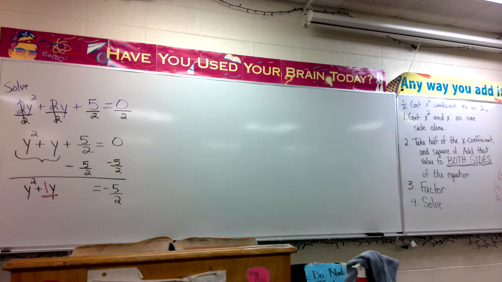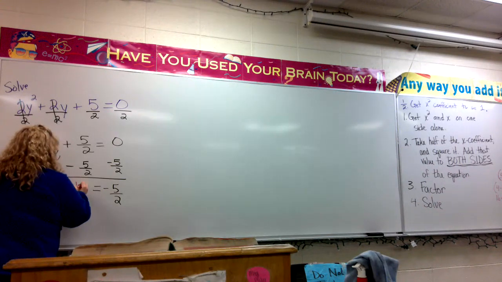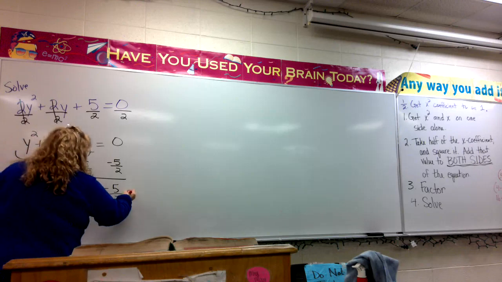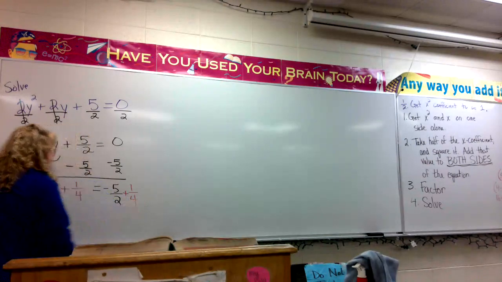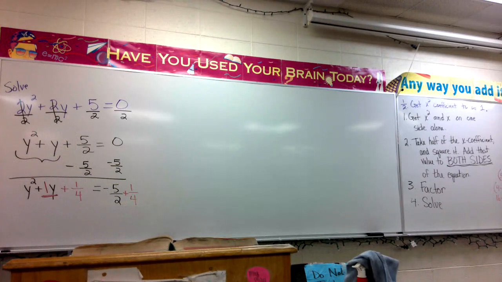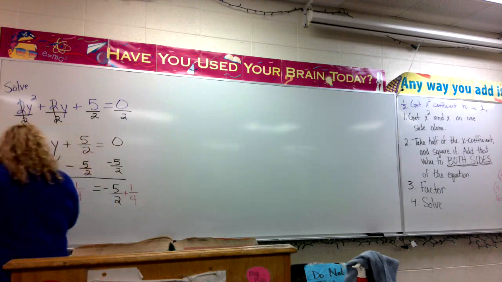So what are we going to add to both sides? A 4. And it's going to seem weird because it's fractions. And I know we get our undies in a bundle about fractions, our knickers in a twist. But that's okay. So we take this 1 right here, and we take half of it. Half of 1 is a half, and then you square it. 1/2 squared is 1 squared over 2 squared, 1/4. And then it says we factor it and solve it. So we're going to factor it.